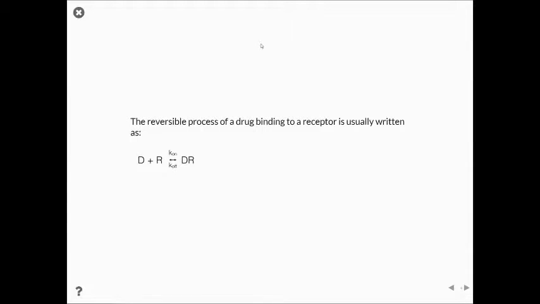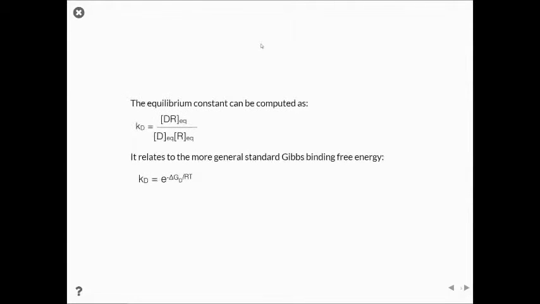When we have a drug and its receptor, it usually binds with a K-on, with an on rate. This on rate is dependent on the concentration of the drug. This means it's also dependent on the dose, and it unbinds with a specific K-off. So we can try to compute this K-on and K-off, and these kinetic parameters are also related later with the thermodynamic parameter.